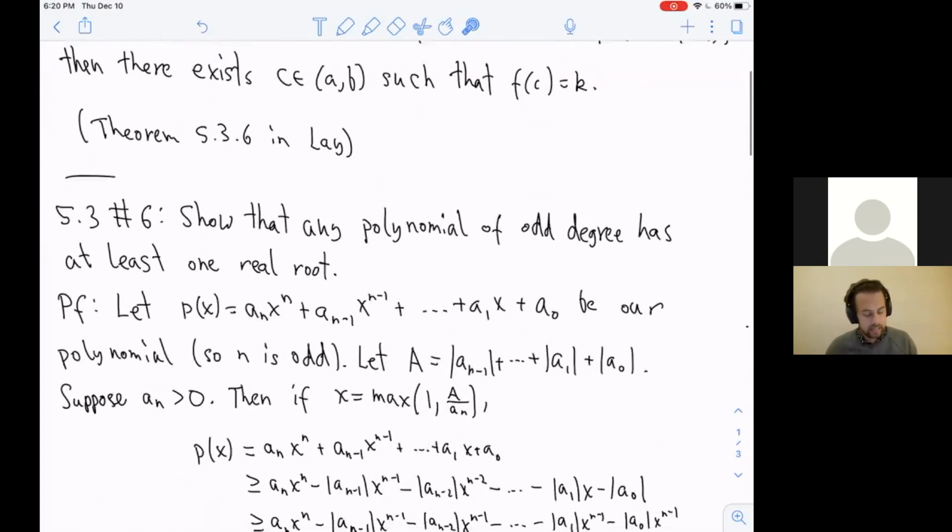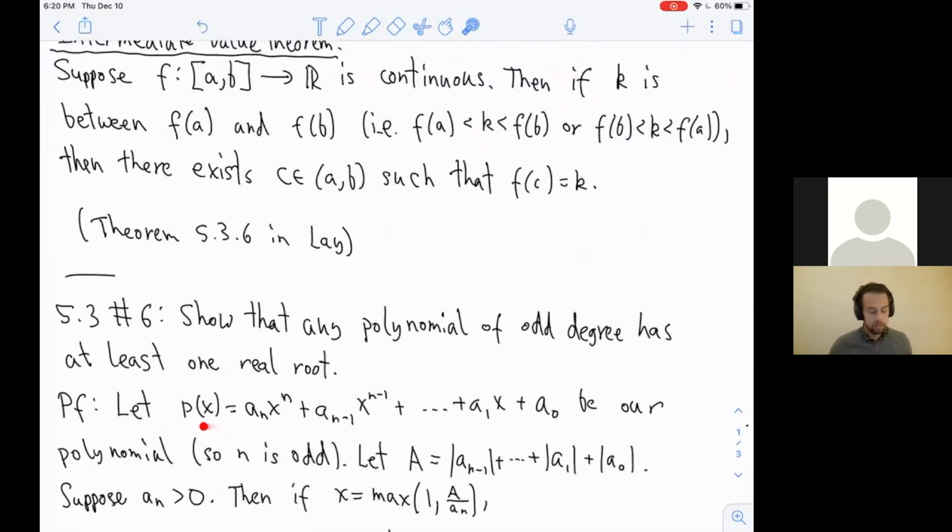So first of all, let p(x) be our polynomial. It's odd degree, n is odd here. So it's a_n x^n plus a_{n-1} x^{n-1} and so on, down to a_1 x plus a_0. The a's are our coefficients. In particular, a_n we're assuming is not 0, because otherwise it wouldn't be a degree n polynomial. So let capital A be the sum of the absolute values of all the coefficients except for this top one. What we're going to show is that this x^n dominates all of these others as long as we go far enough out.